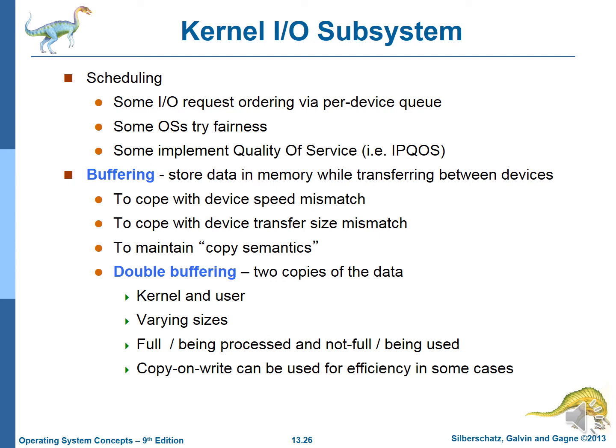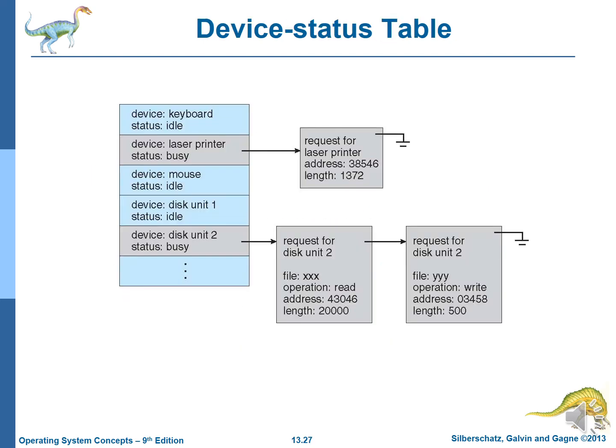Buffering: store data in memory while transferring between devices. It copes with the device speed mismatch, the device transfer size mismatch, and maintains copy semantics. Double buffering: two copies of the data, kernel and user, varying sizes. Full or being processed. Copy on write can be used for efficiency in such cases. Device status table: whether each device is busy or idle will be given.